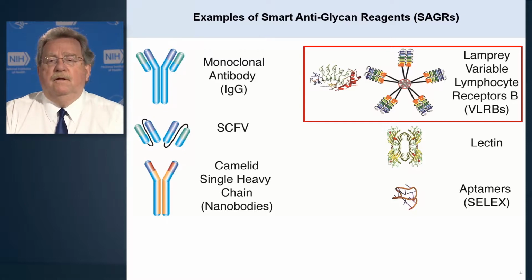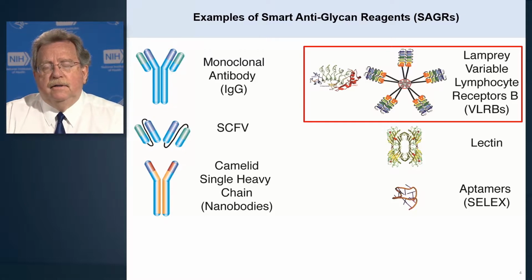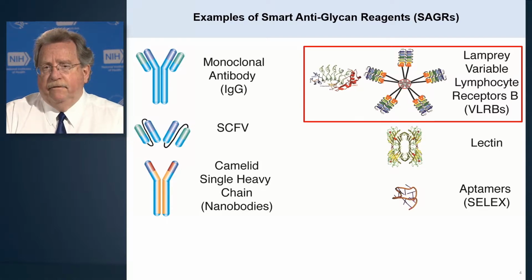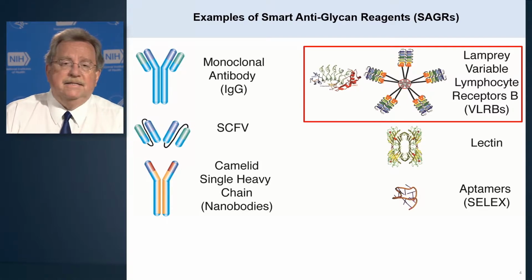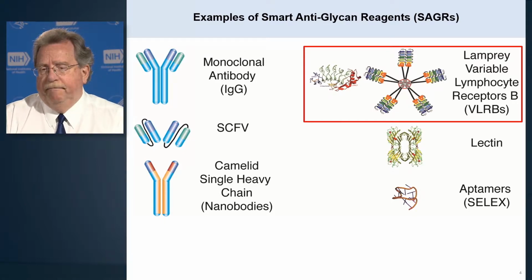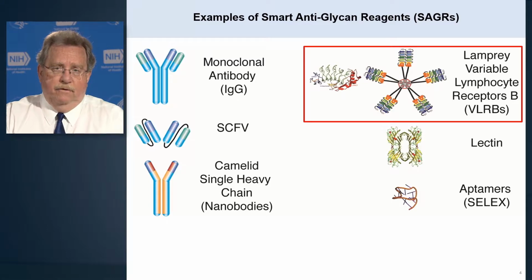Now, we've been working on the SAGERs, which are antibodies made in the fish called the Lamprey. And they are called Lamprey variable lymphocyte receptors B, from like a B cell. We have B cells, T cells, different blood cells, and so does the Lamprey. And I'll come back to that in a minute, what the Lamprey really is.